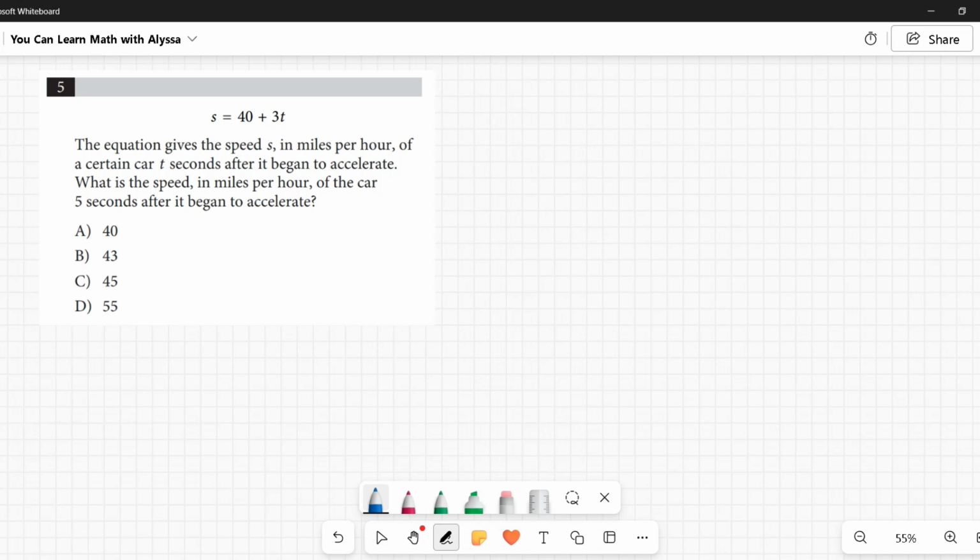This, to me, is one of those misdirection problems, and your first clue that it's a misdirection problem is that it is number 5 on this module of the SAT. The lower numbers are going to be more straightforward questions. They're not going to be testing on really complicated concepts or ideas. So this is not a D equals RT question, distance equals rate times time.